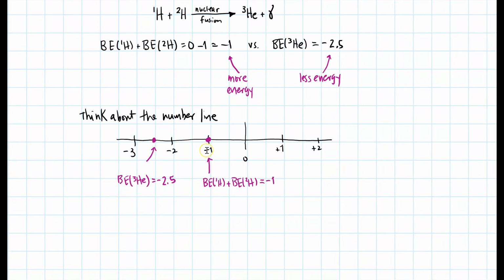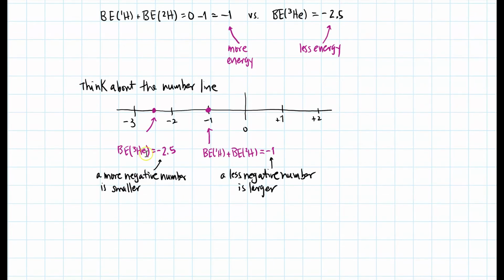If you look at -1 versus -2.5 on this number line, it turns out the binding energy of helium-3 is a more negative number, so that makes it smaller. On the other hand, the combination of hydrogen plus hydrogen-2 binding energy is -1, and that's less of a negative number, so that makes it bigger. So there's more binding energy in hydrogen and hydrogen-2 being separated than in the combined system that now forms helium-3.